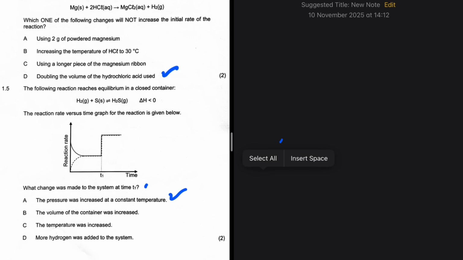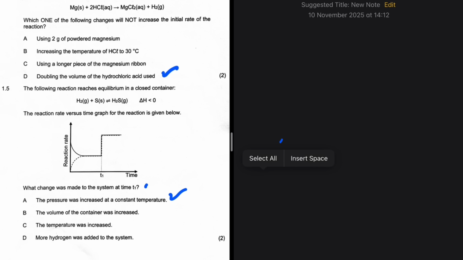The answer is A. Right, because as you can see, when there's an increase in the pressure, the system cannot respond accordingly so as to decrease the volume, right? So the rates of the forward and reverse reactions just increase equally, because we have equal numbers of gas moles on the left-hand side and the right-hand side. And then B, the volume of the container was increased. Obviously, that would decrease the rate of reaction.